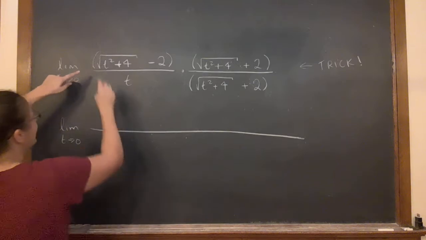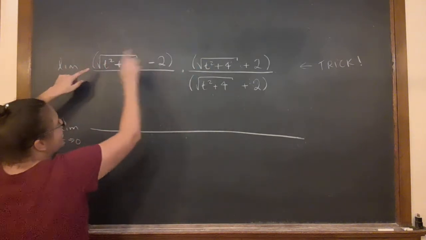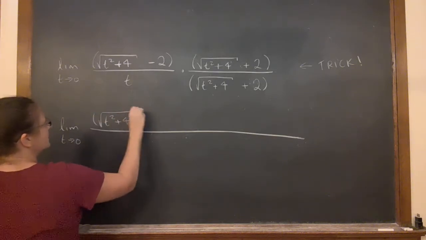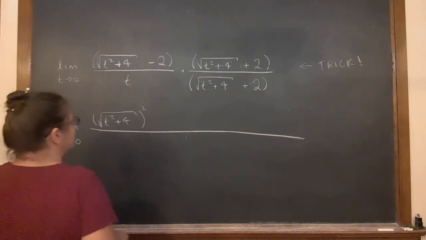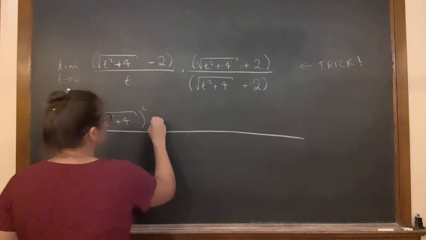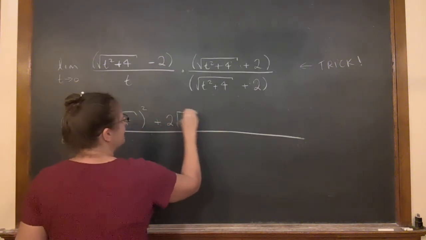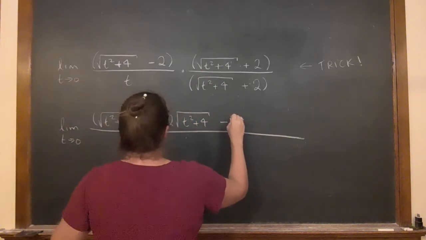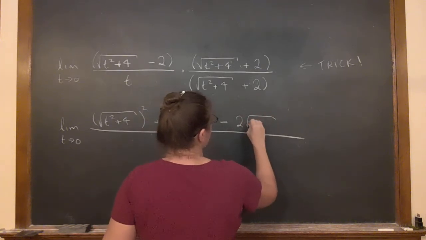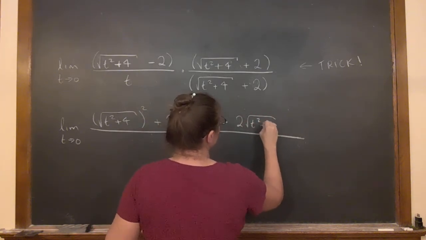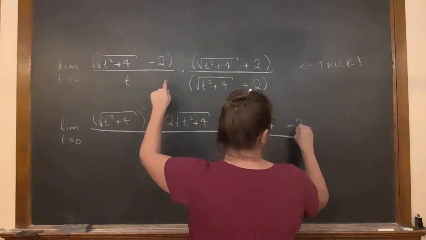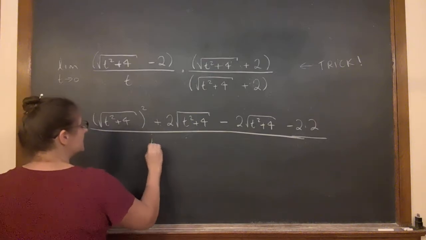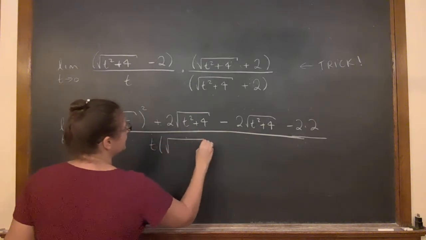Okay, so I'm foiling the top, right? So I have that times that. I've got the square root of t squared plus 4 squared. So what is it? Foil, right? First, outer, inner, whatever. You just have to multiply everything by everything else. So the outers is this. The inners is this. And the last is a minus 2 times 2. Okay, so that's my top. I don't want to forget my bottom. So my bottom is this.